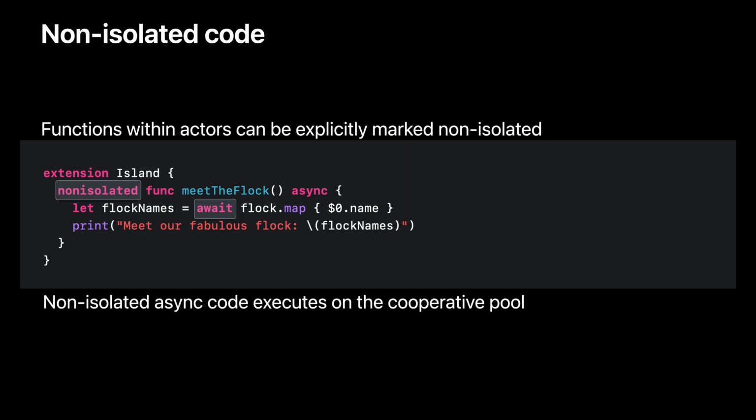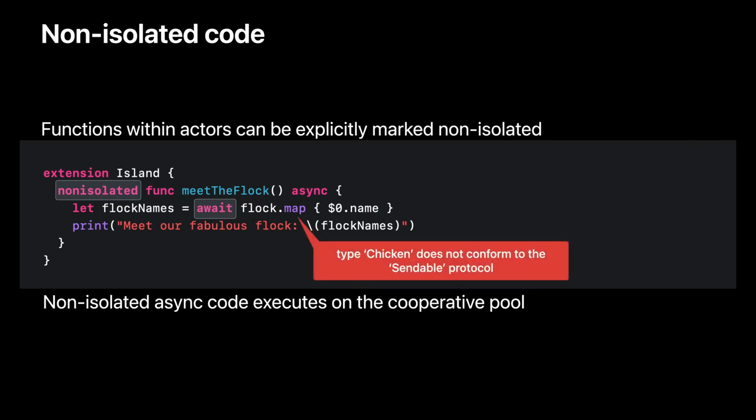Non-isolated async code always runs on the global cooperative pool. Think of it as only running when a boat is out on the open sea, so you have to leave the island you're visiting to do the work. That means checking to ensure that you aren't taking any non-sendable data with you. Here, the compiler detects the potential data race, where an instance of the non-sendable chicken is trying to leave the island.